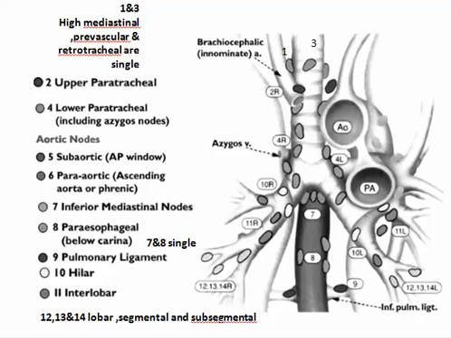retrotracheal. Then we have the upper paratracheal group, the lower paratracheal group, and those related to the aorta are the subaortic group and the para-aortic group. Then inferior mediastinal nodes, similar to carinal. Paraesophageal are lower down, and these are usually single. Then we have mainly hilar or tracheobronchial, interlobular or bronchopulmonary, and the parenchymal, which are lobar, segmental, and subsegmental.